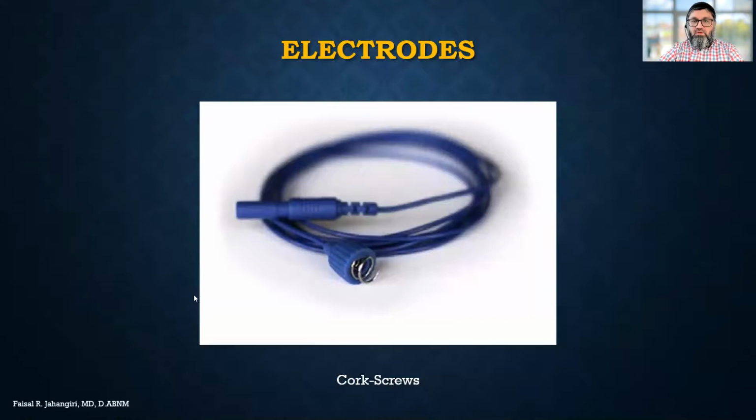These can also be used for recording SSEP or EEG in craniotomy cases. So you can use them for recording and stimulation.